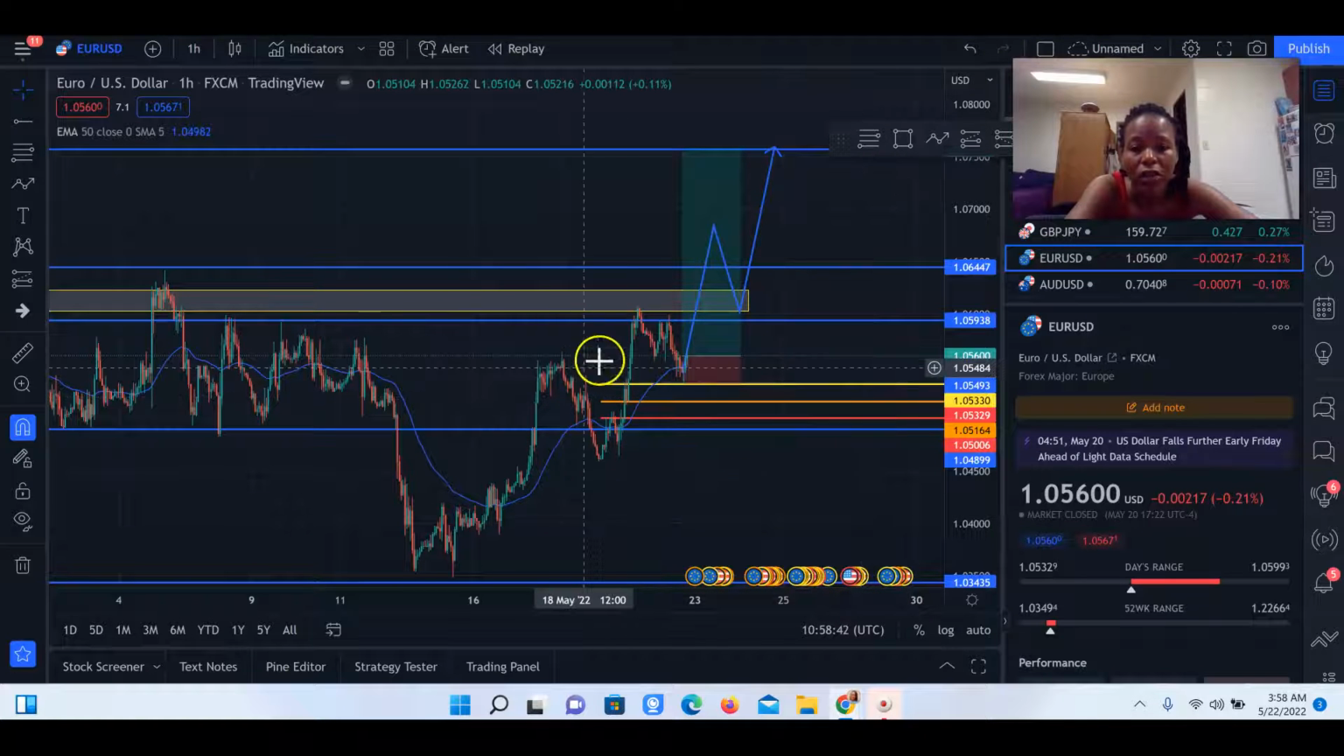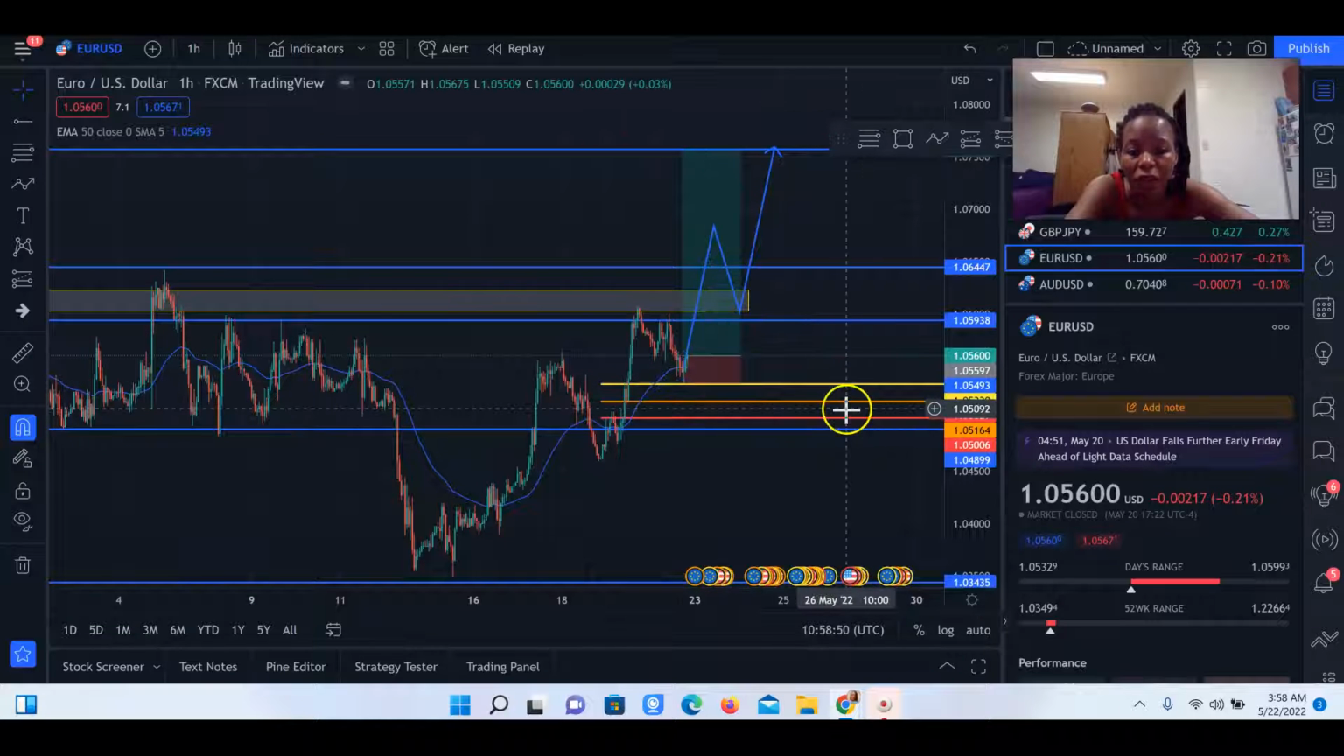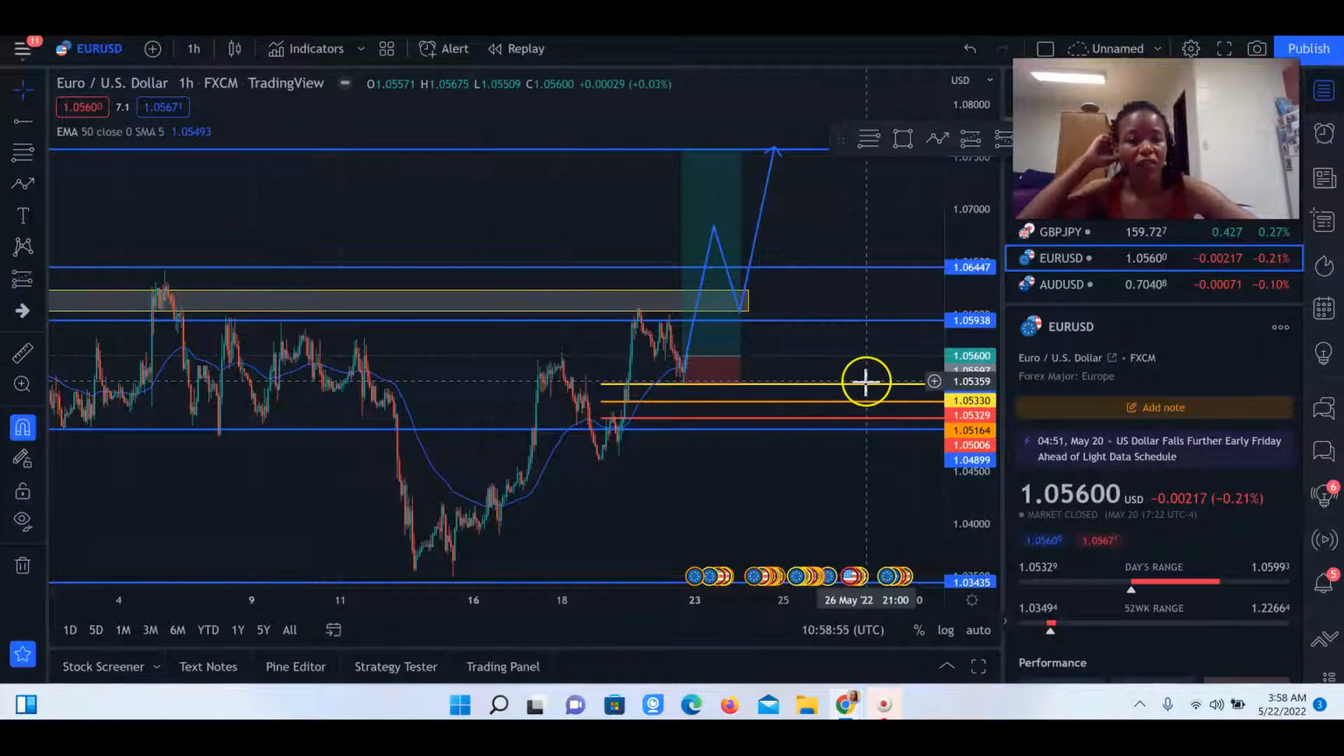But I am a little concerned right here because it did make that M. So it could go back up here and pull back even further down here to these fib levels before it gives us that initial push up to the upside.